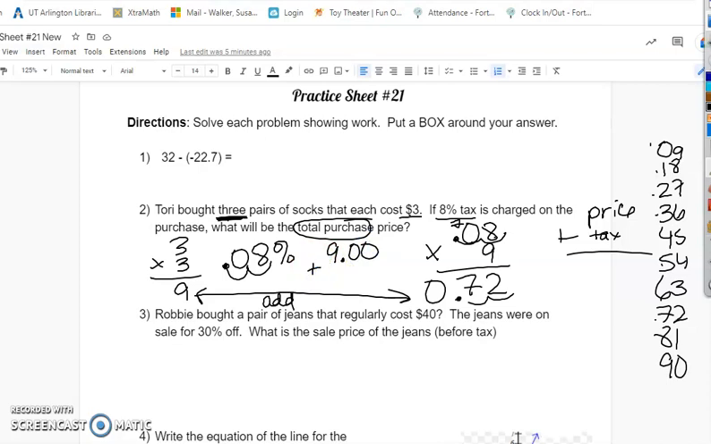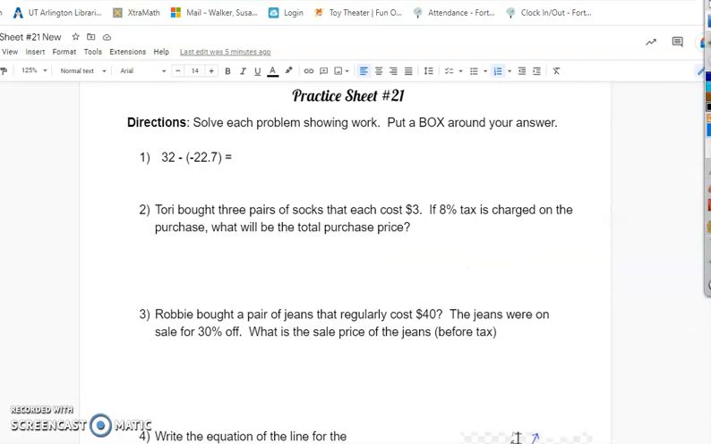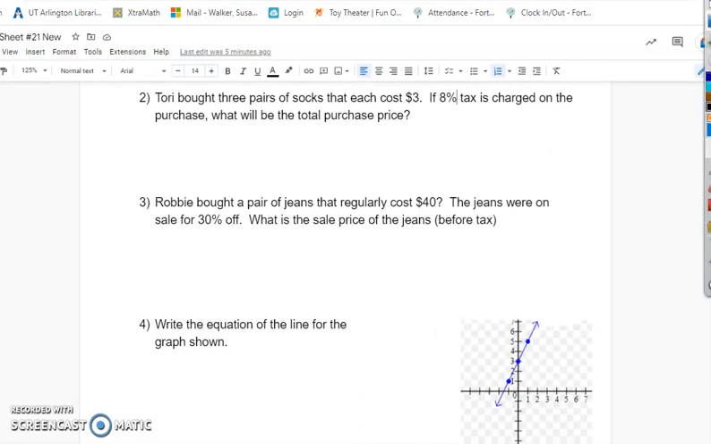Number 3. Last week I showed you a model. We can still do a model if we want. Please feel free. It says, Robbie bought a pair of jeans that regularly cost $40. The jeans were on sale for 30% off. What is the sale price? Not the off. We want the sale price, the discounted price.